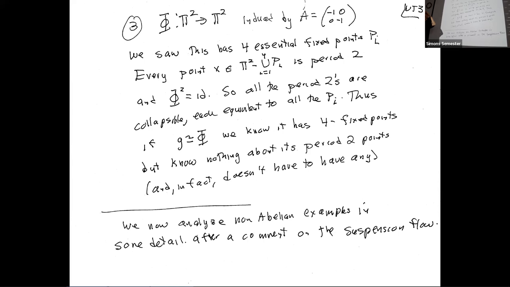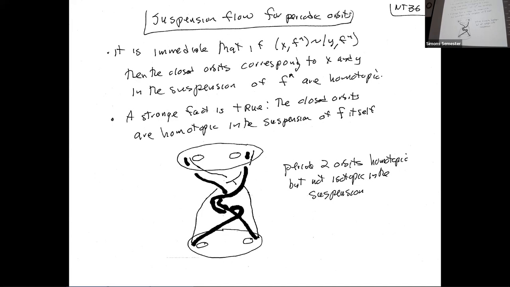Now let me say something about the suspension flow again. These examples are all abelian, and as was already made a good comment, there's a theorem of Franks, and that's next week's lecture, all about the abelian theorem and Franks' theorem.